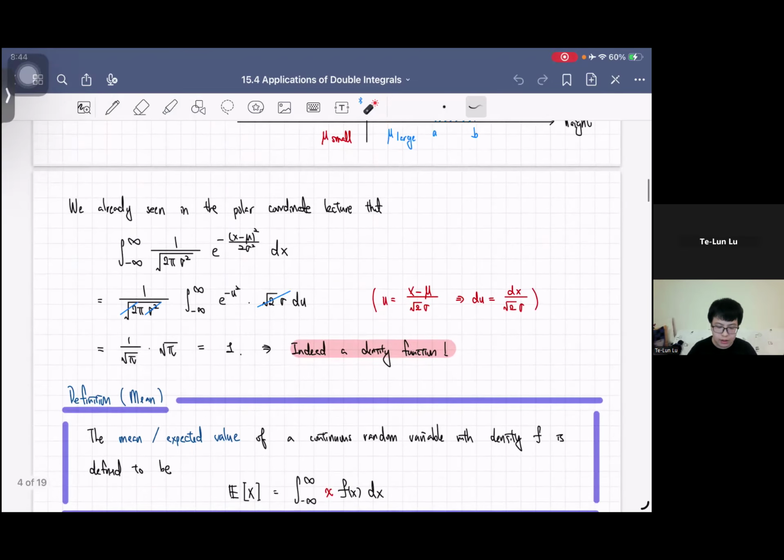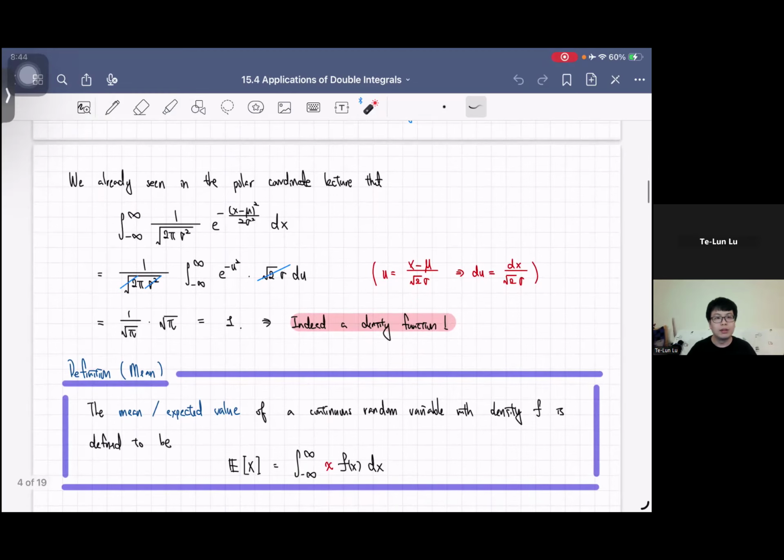Okay, so maybe let us go through this a little bit more. So let us verify that this function is indeed a probability density function, meaning that the integral of this function should be 1. And we actually saw this in the previous video on the polar coordinate. So let us do this again. If we try to integrate this from minus infinity to infinity, then first of all, let us reduce this thing to our previous function.